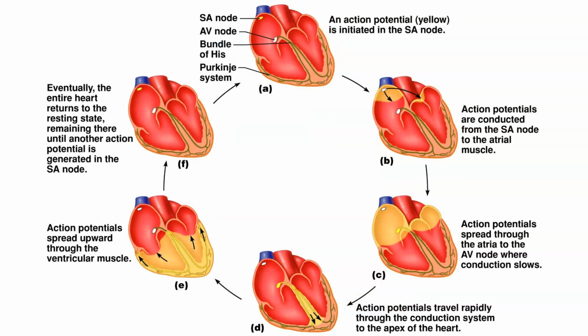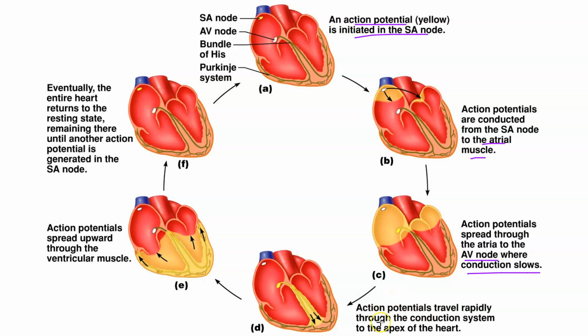And so let's go over that really quick. So here's the action potential, okay? Remember, ions are rushing into cells, creating an action potential. So an action potential is initiated in the SA node. It spreads to the atrial muscle, to the atria, to the AV node where conduction slows, okay? That slowing allows the ventricles to fill with enough blood.